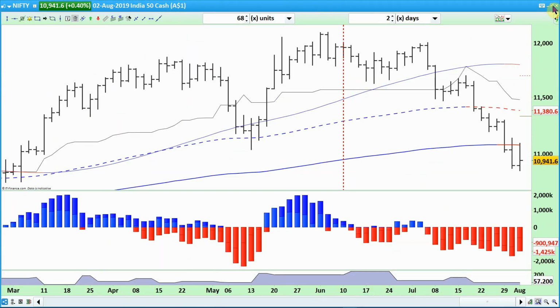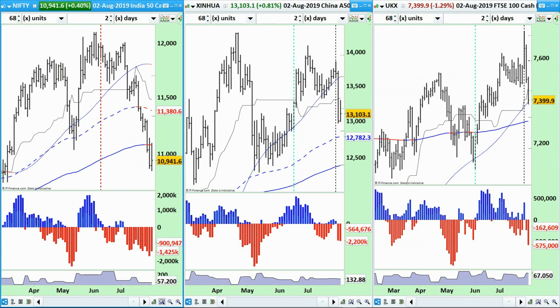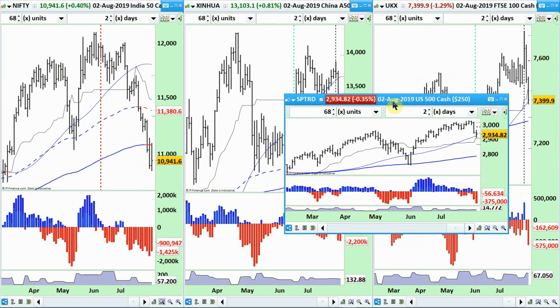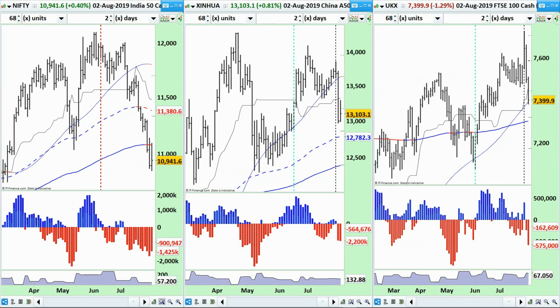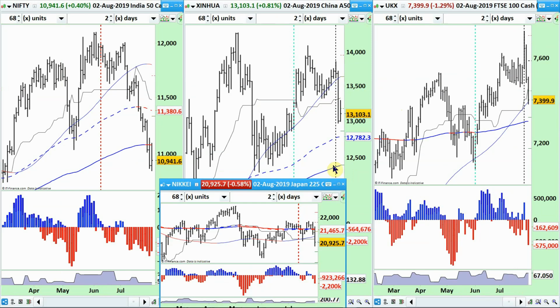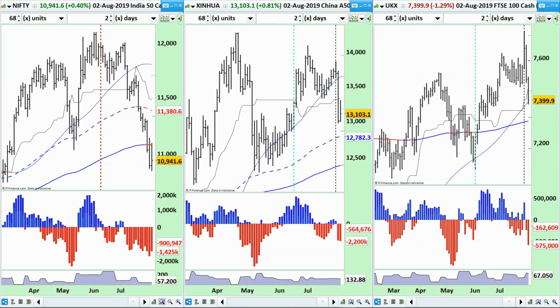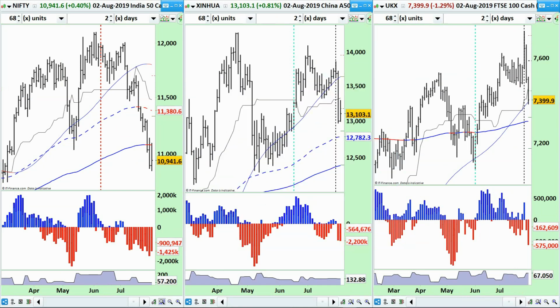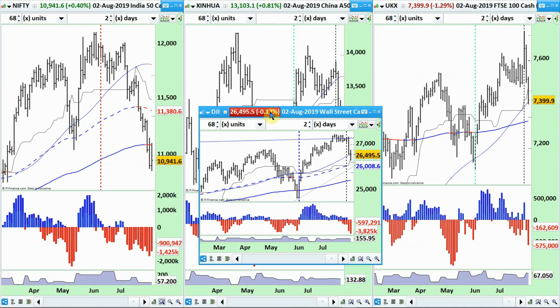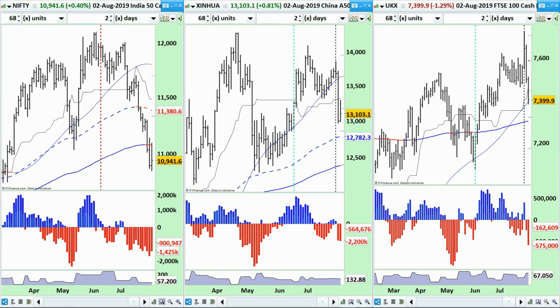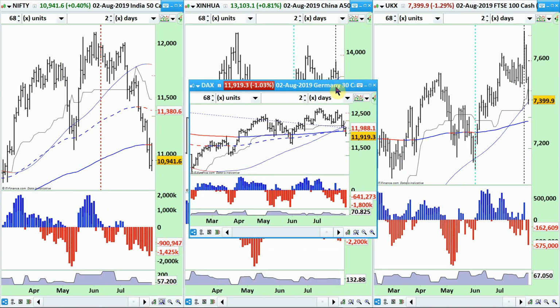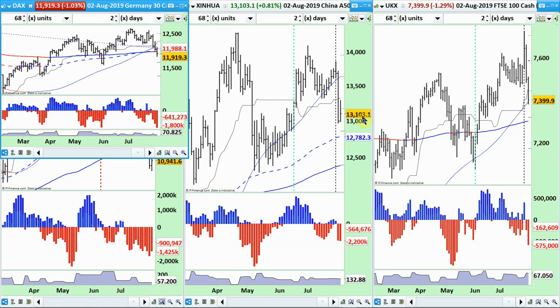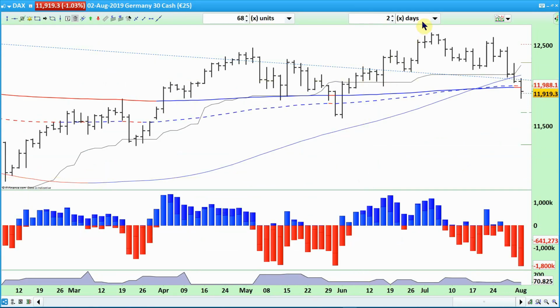So what we do, we see 8 charts together. We have SPTRD here, we have Hang Seng there, and we have Japan Nikkei here, and we have, what else? We have our own ASX here, and of course we have Dow Jones here, and the last one, of course, is our favorite DAX here. So let's start with DAX, for example.